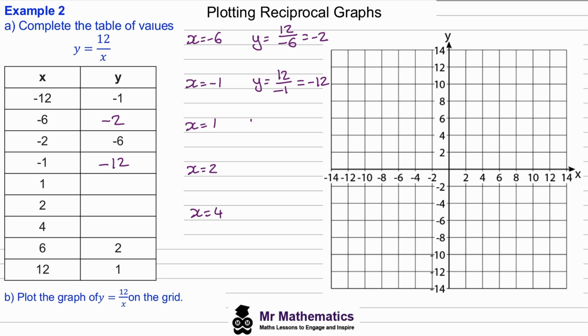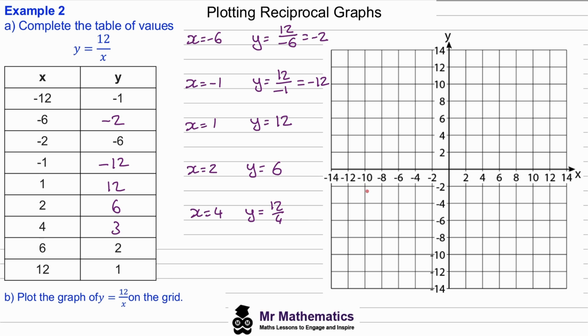When x is positive 1, we'll get 12 divided by 1. When x is 2, 12 divided by 2. And 12 divided by 4 will give us 3. So how did you get on with that table of values? Do you want to now try and plot these points on the grid? Think about what happens when x is equal to 0.